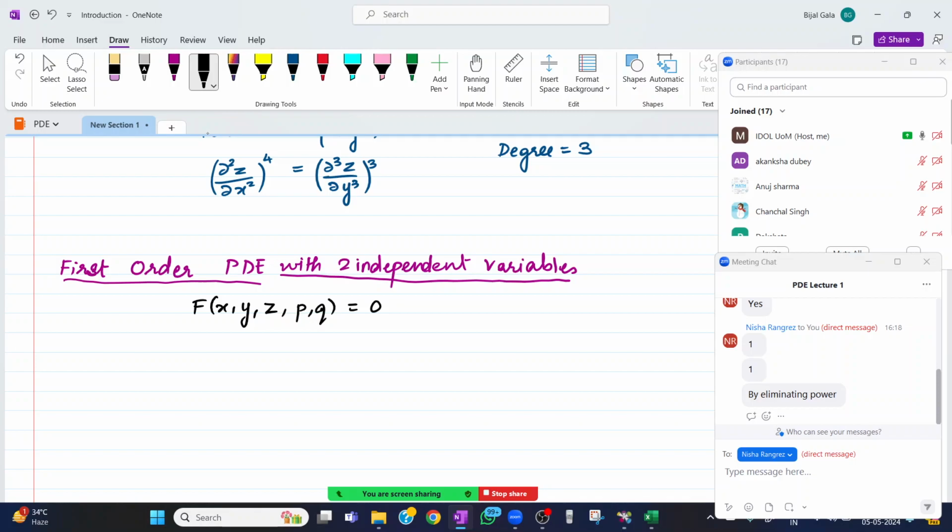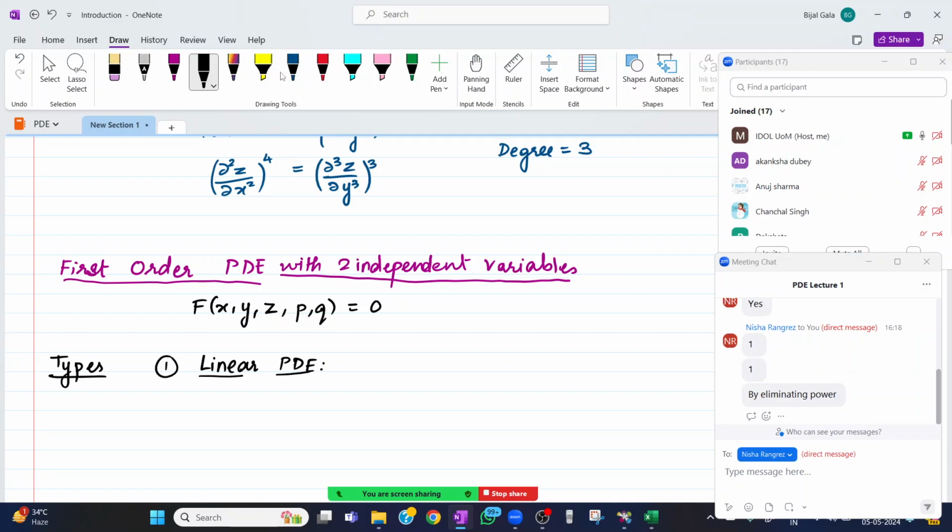To look at the different types of first order PDE, and then our target is going to be to learn how to solve them. When we solve them, we are actually expected to find curves which will satisfy the given PDE. So to solve them, we should know the different types, and based on the different types, we are expected to solve them. So there are 4 different types of first order PDE with 2 independent variables. The first type is called the linear PDE.